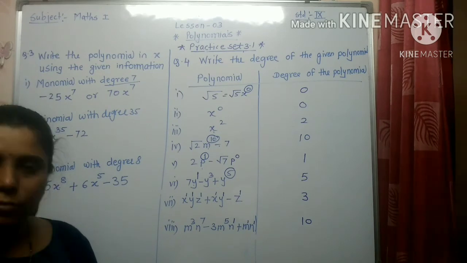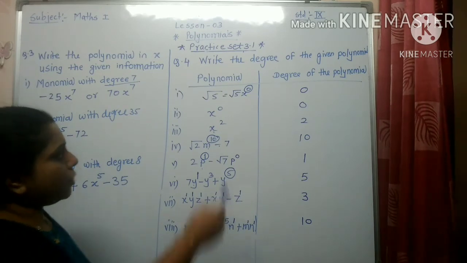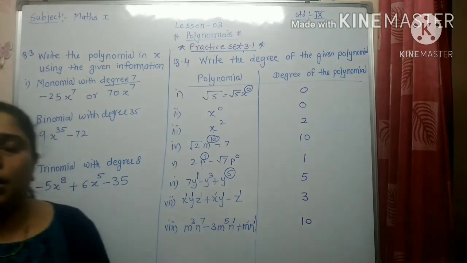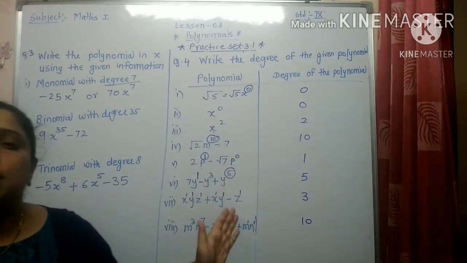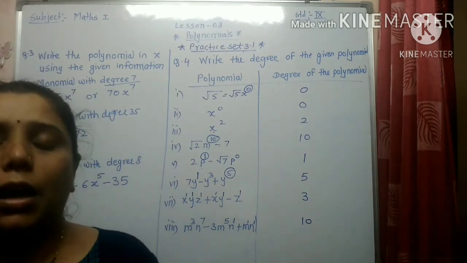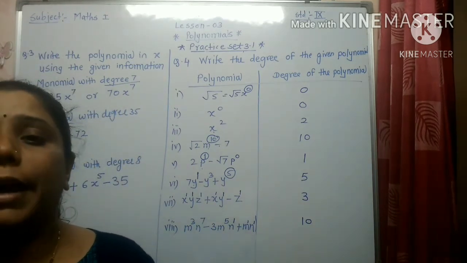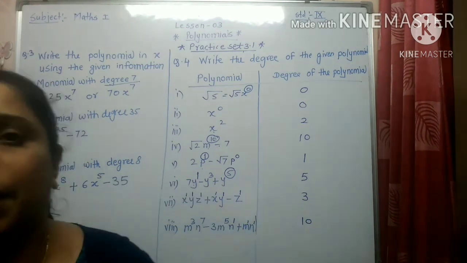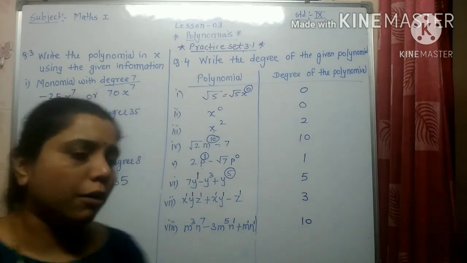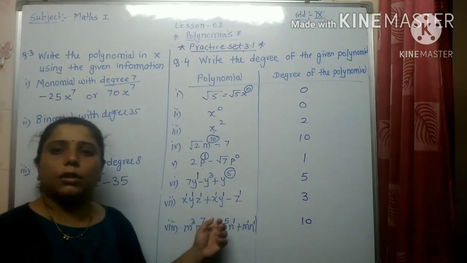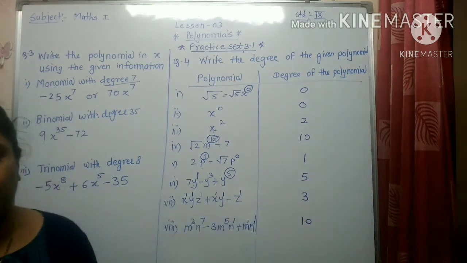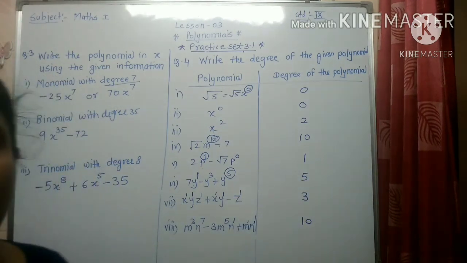Okay. Now just go through each and every polynomial. Now you are observing that some polynomials have only one variable, and some polynomials have more than one variable. And from that you are finding the degree of that respective polynomial. Okay, copy this sum.